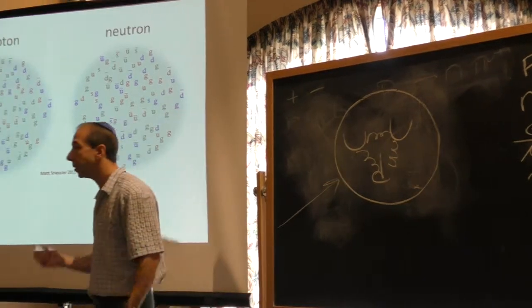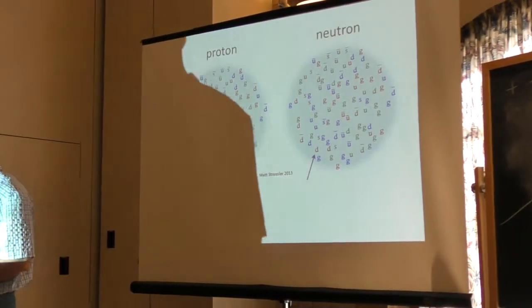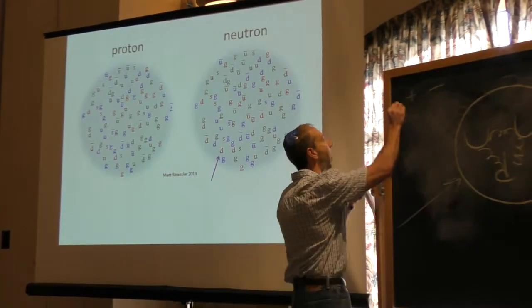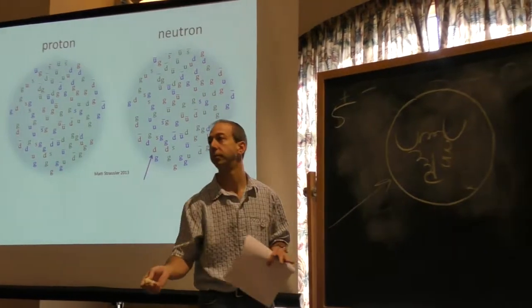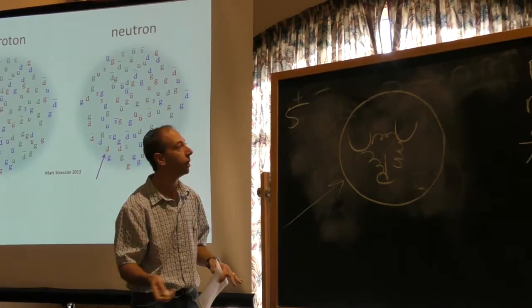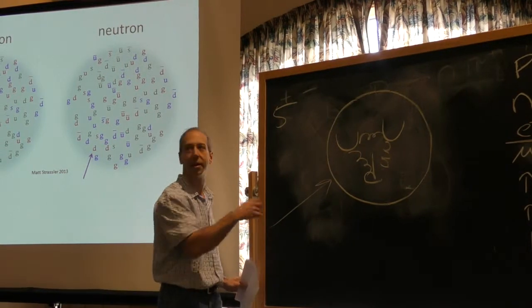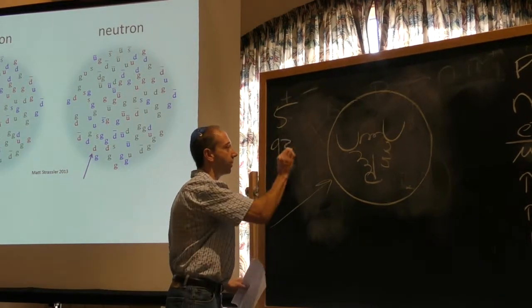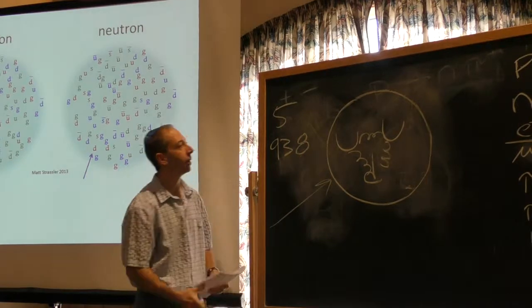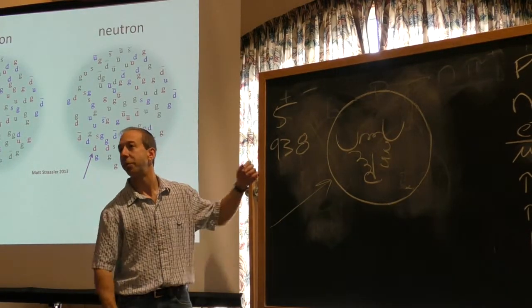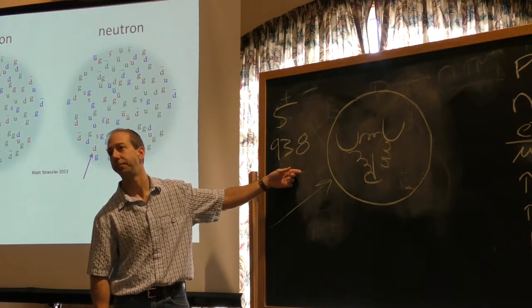If I look at the masses of these quarks, the mass of a quark is about 5 MeV. If I look at a proton, it has a mass of about 938 MeV. So I have three things that weigh about 5. I add the three 5s together and I don't come up with 938.